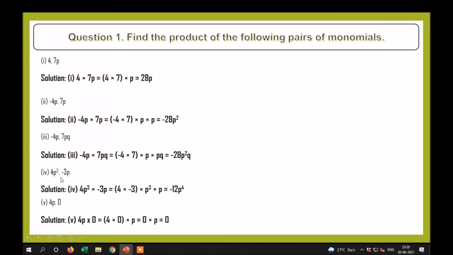4p cube, minus 3p. So 4 into minus 3 is minus 12. p cube into p is p raised to 4. 4p into 0. So 4 into 0 is 0. So the answer is 0.